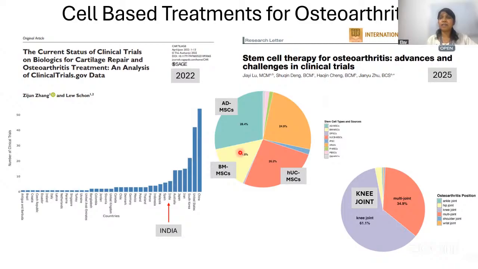And if you look at the types of cells that were used for treating osteoarthritis, adipose-derived MSCs stood first, followed by umbilical cord MSCs and bone marrow MSCs. Mostly this should probably be because of the easy availability and source. And the most common joint that was targeted was the knee joint.